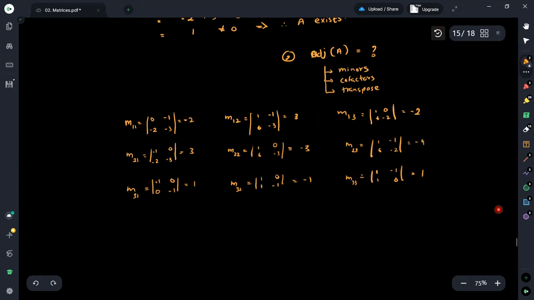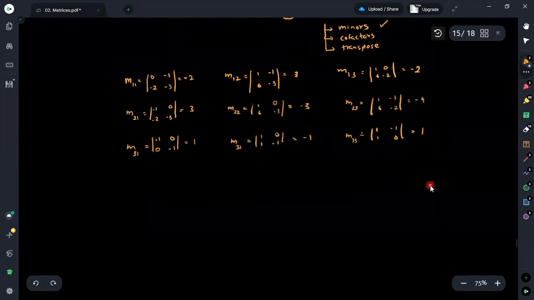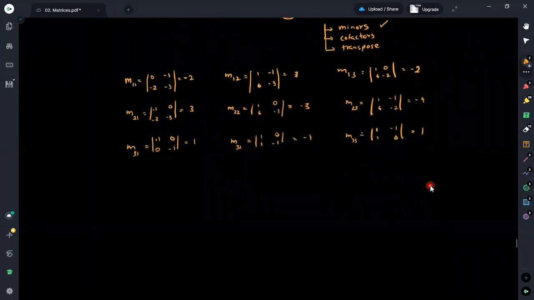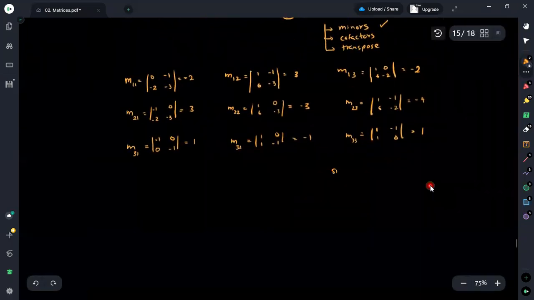Now what we need to do is find out the minors. Now we need to calculate the cofactors for these minors. To obtain the cofactors, we can combine the minors with the sign pattern. If I write down the sign pattern for a 3 by 3 matrix, it starts from plus, then minus, plus, minus, plus, minus, plus, minus, and plus.